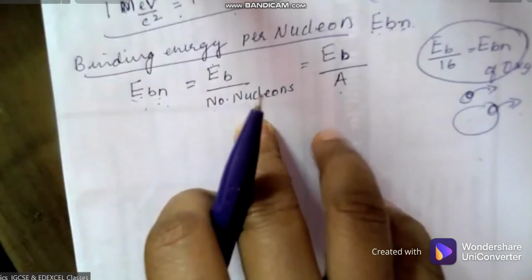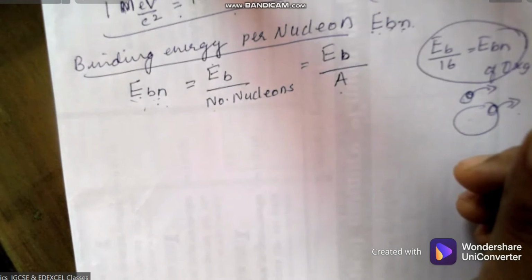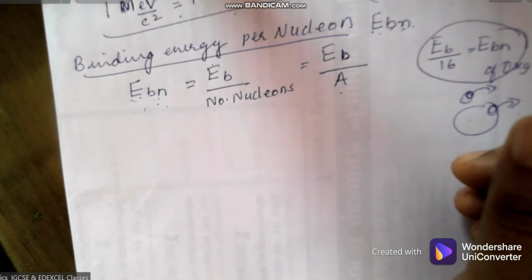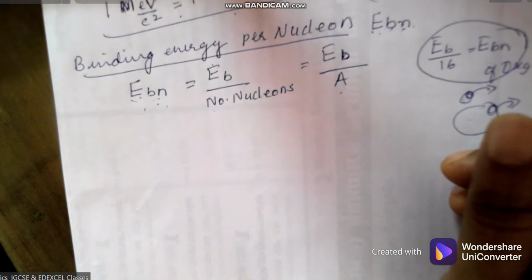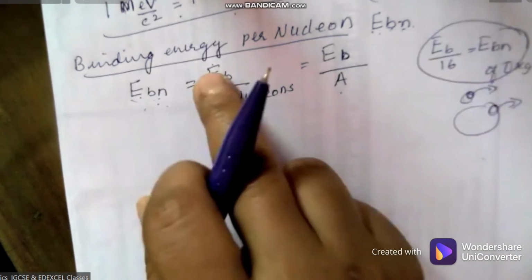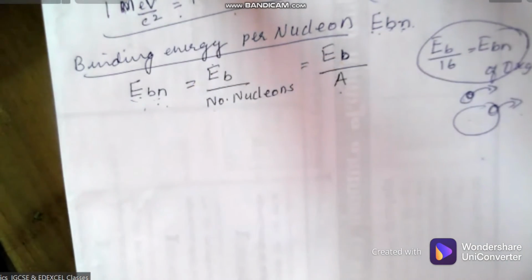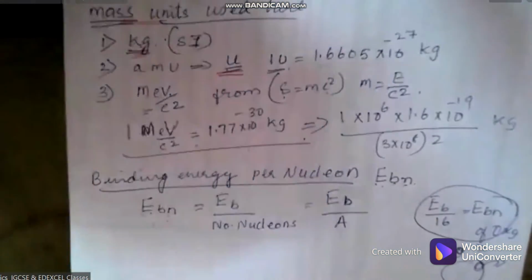Why is this important? Because it tells you about the stability of the atom, the stability of the nucleus. That means, is it a material eligible for spontaneous nuclear process, or is it an element useful for fission or fusion? To determine all those things, we use the binding energy per nucleon curve. Okay, so let's do that now. Meanwhile, you take down this one, mass units, and this one.